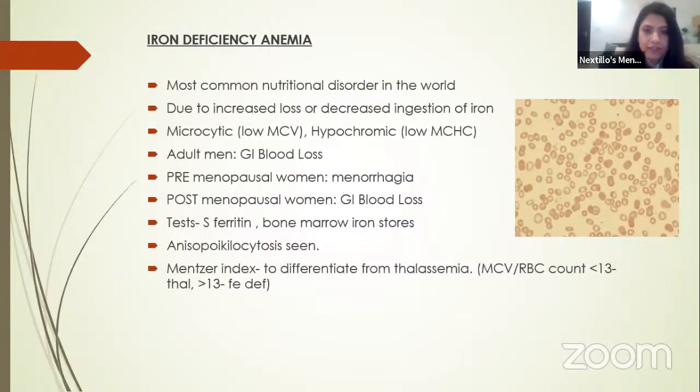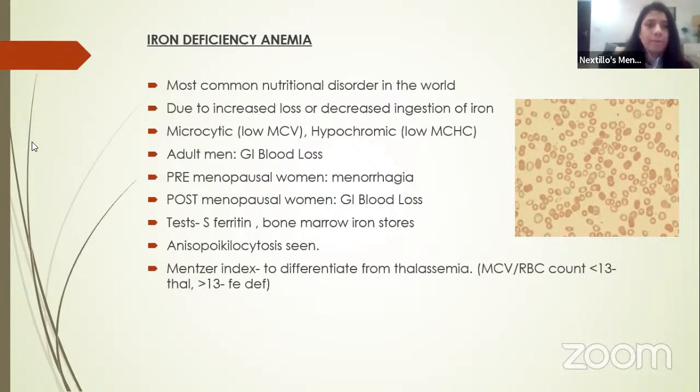Now we come to iron deficiency anemia. Okay, so iron deficiency is the most common nutritional disorder in the world. Okay, it can be again due to either decreased ingestion of iron or increased loss of iron. Now, an iron deficiency anemia will have a microcytic, that is low MCV, and hypochromic, that is low MCHC picture.